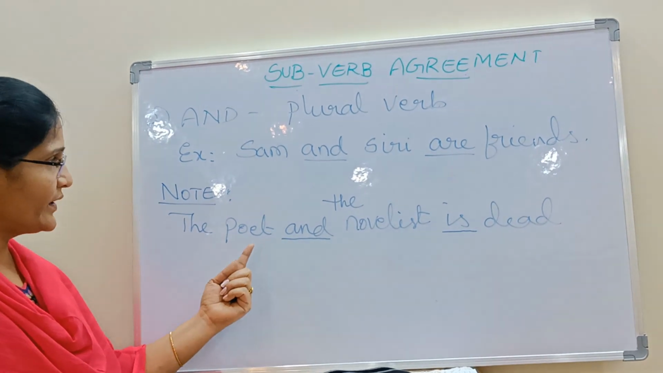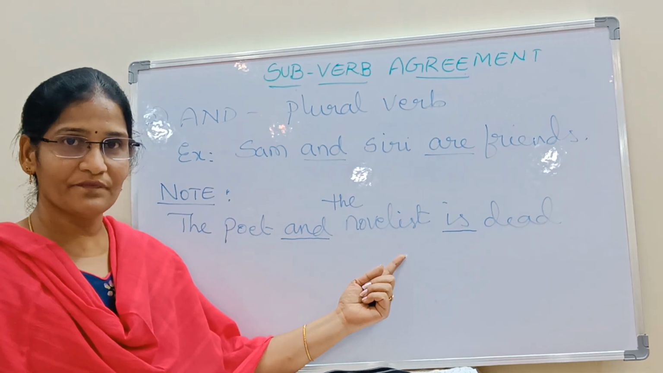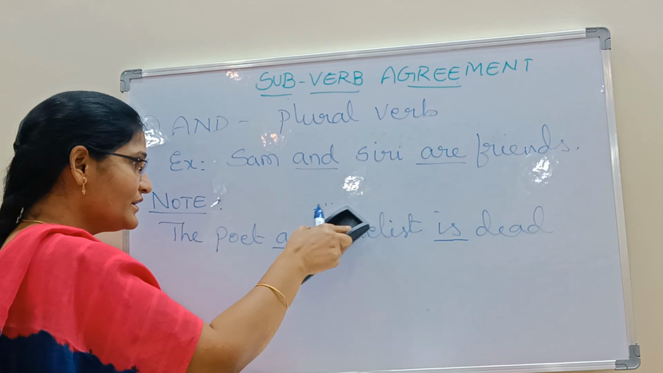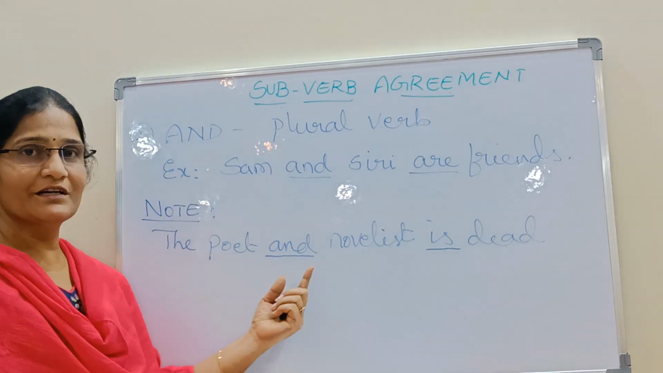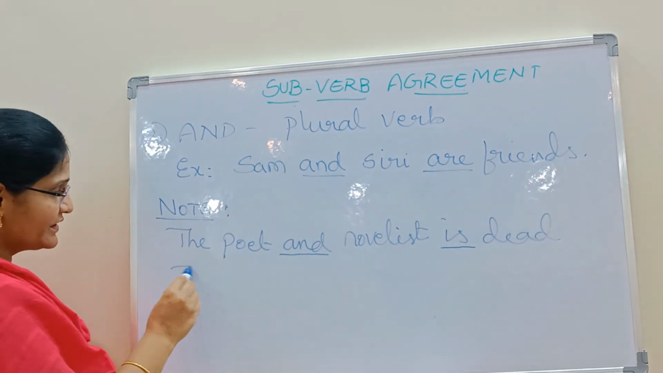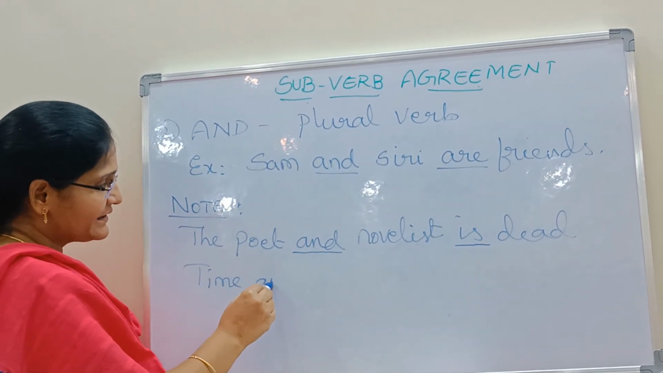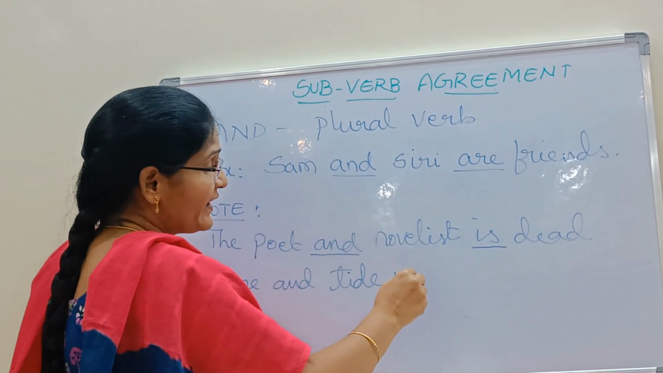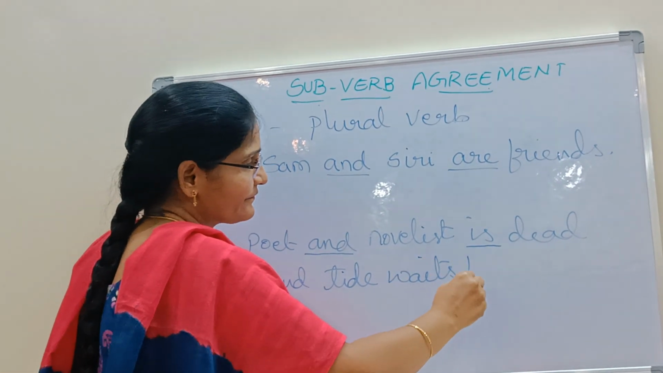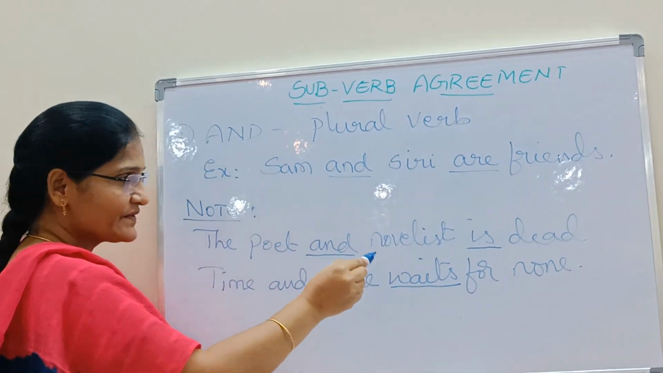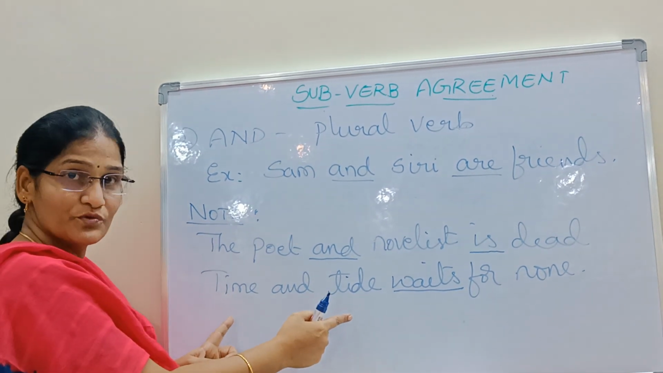Suppose it is "the poet and the novelist," two people. If there is no definite article, then we have to consider it as one itself. One more example I'll give you here. Time and tide waits for none. "Waits," singular verb. Two nouns are there.